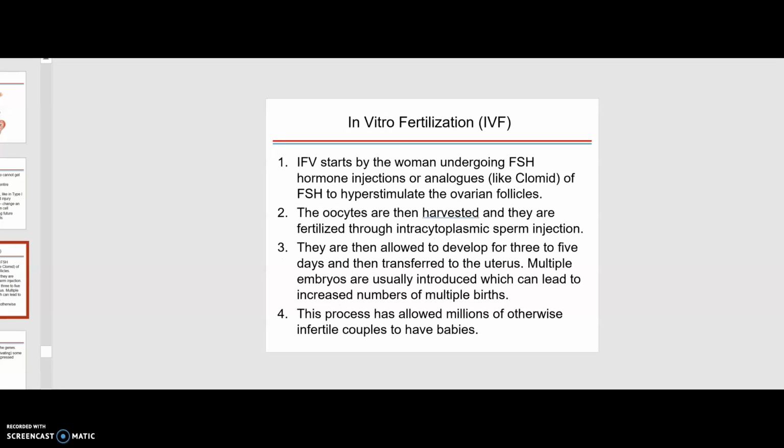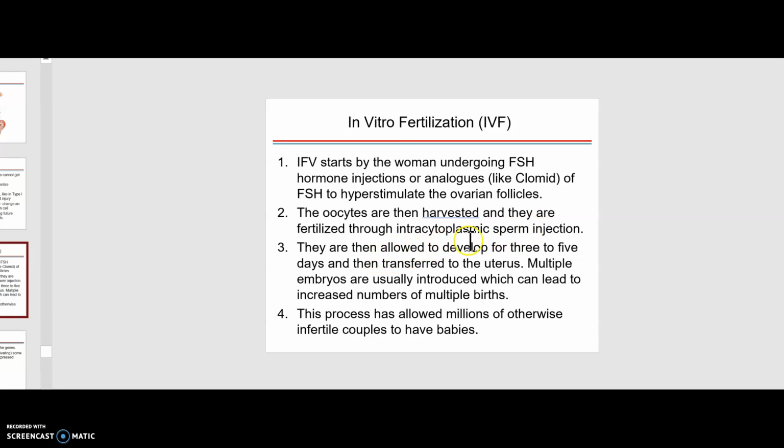Okay. So in vitro fertilization starts by a woman undergoing FSH hormone injections or analogs. Analogs would be something like Clomid. What the intent is to have the woman multiple ovulate, to ovulate a lot of oocytes, hyperstimulate the ovarian follicles, okay, because they need a bunch of them. The oocytes are then harvested, and they are taken out, in other words, harvested, and they're fertilized through really an injection of sperm into that oocyte, which would be in metaphase 2.